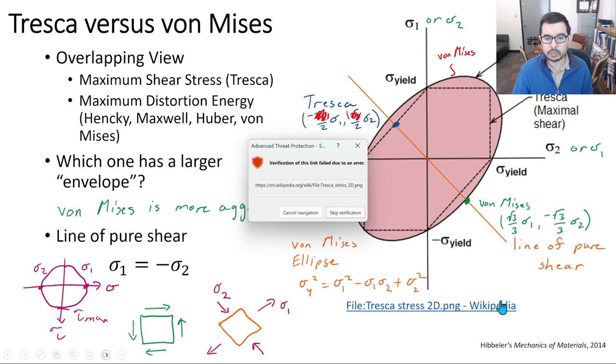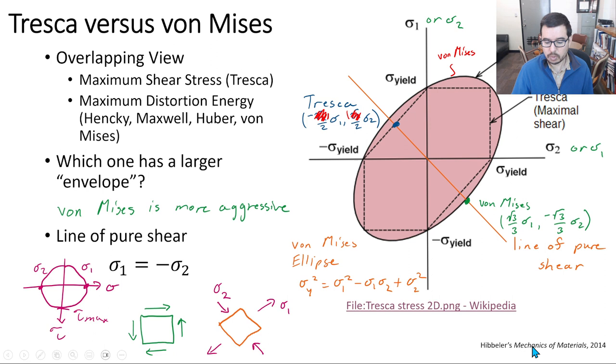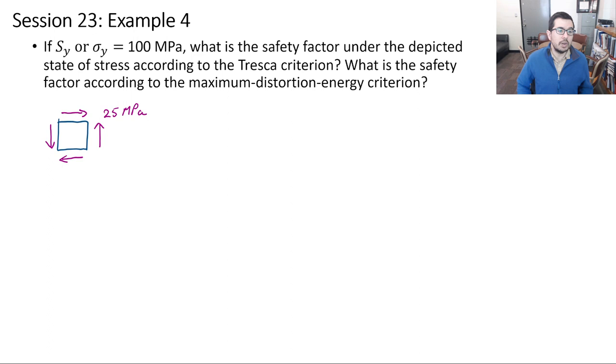So, what did I do? I clicked on something. Okay. Hold on. A couple things. Okay. So here's an example. Once again, we're saying that the yield strength is 100 megapascals. And what is the safety factor under the depicted state of stress according to the Tresca criterion? What is the safety factor according to the maximum distortion energy criterion?